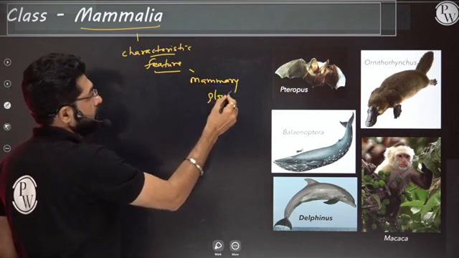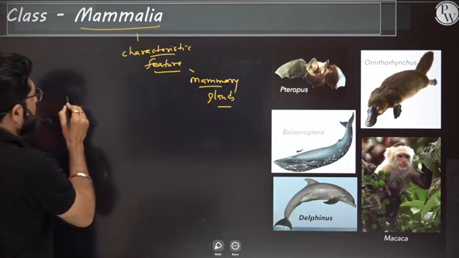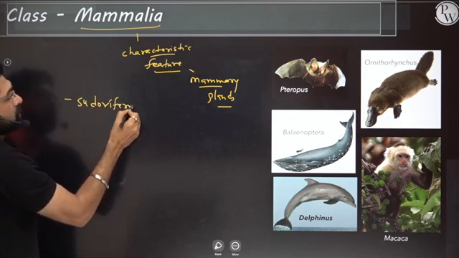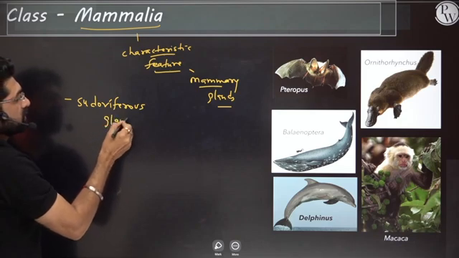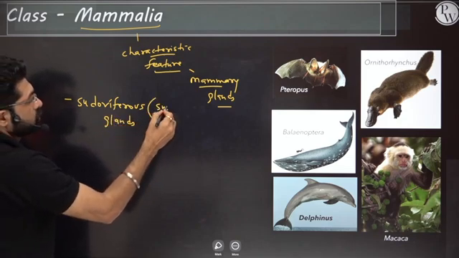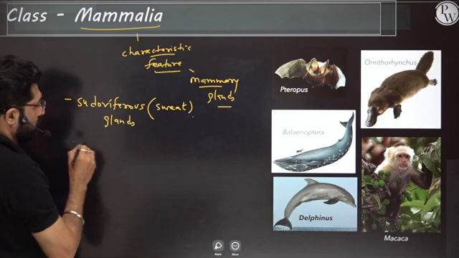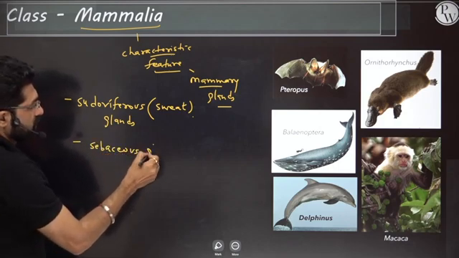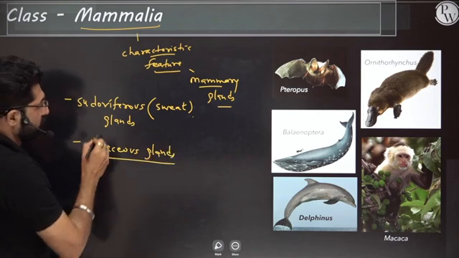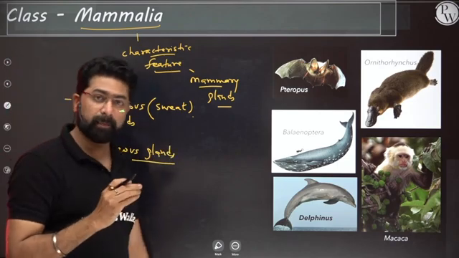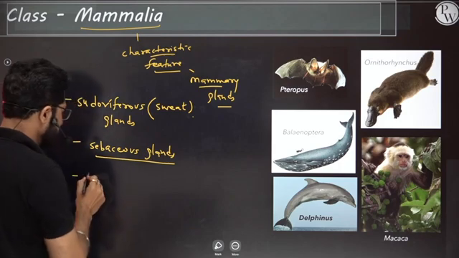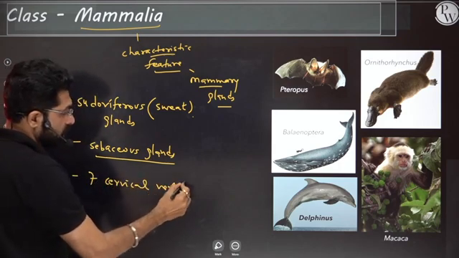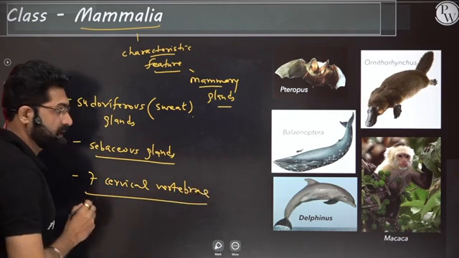Mammary glands. Moreover, mammals are characterized by the presence of sudoriferous glands. Sudoriferous glands are also called sweat glands, and they have sebaceous glands also. Sebaceous glands and sudoriferous glands are present in mammals. They are characterized by 7 cervical vertebrae.